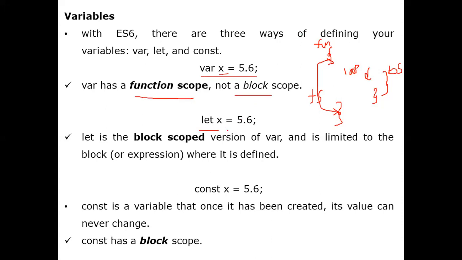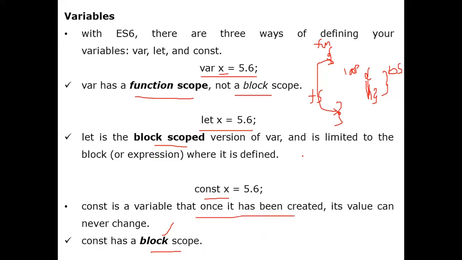When you use let x = 5.6, it's block scope, not function scope. The limit is put only on this block, which means the variable can be used only inside the loop, not outside. Once you declare a constant, it is also block scope, not function scope. A constant is a variable whose value, once created, never will be changed. The const has block scope, and let has block scope itself.